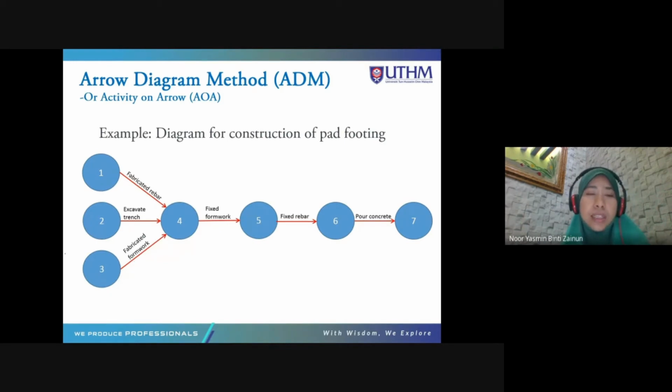Projek tu dia ada 3 aktiviti serentak run. So you will divide your resources, your human resource, into 3 groups, where one group will do the fabricated rebar, buat rebar. Second group will excavate the trench, and third group will do the formwork. After these 3 activities settle, then you can carry forward with the next activity, which is fix formwork. Fix the formwork and then put the rebar. After formwork finishes, put the rebar, and after that pour concrete.